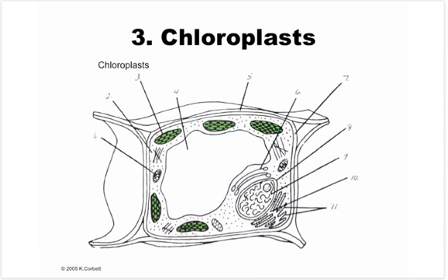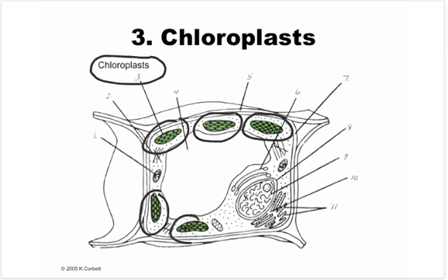Number 3 is chloroplasts, labeled right here. Now on this one, I do recommend that you use green because the real ones are green. And this will help you remember. And the chloroplasts are very, very important in one of the topics we're going to be studying later this year. So I do recommend that you use green on this one. There are 5 of them labeled in this picture. 1, 2, 3, 4, 5.